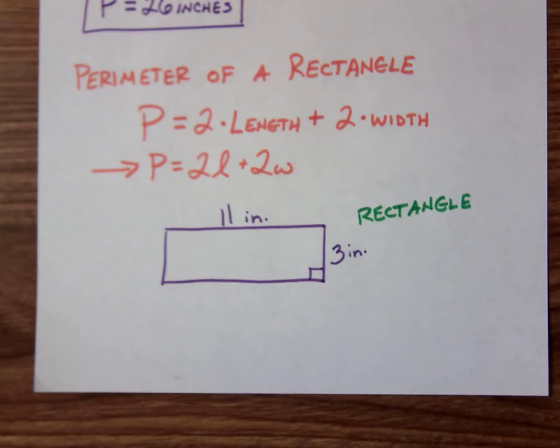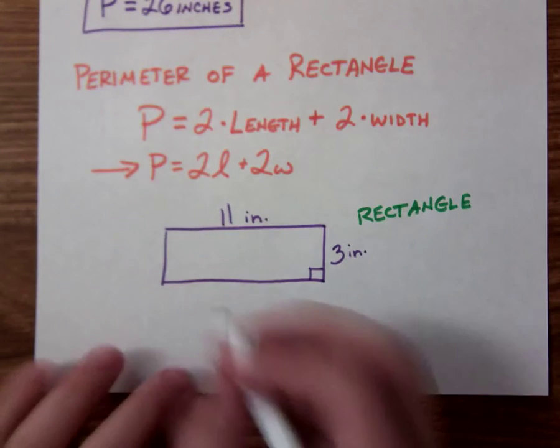We could add up all 4 sides like we did originally, but let's try using our perimeter formula. Take the length and double it, and take the width and double it. Now, one of the advantages of using this equation for the perimeter of a rectangle is that I don't have to write in the 2 missing sides.